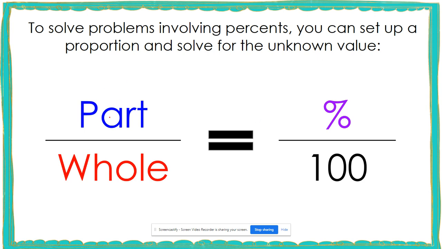Another way of looking at this is sometimes you will see part referred to as "is," and you will see whole referred to as "of." So sometimes you'll see is over of equals percent over 100.